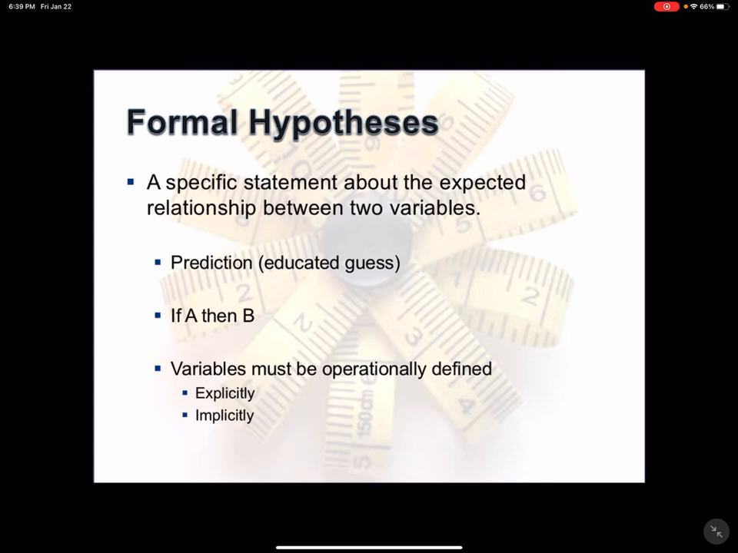Now, sometimes in articles you read, the researchers aren't as clear. They are trying to save space with their articles, and they also are relying on the fact that anybody reading a scientific article has got to have at least some knowledge of how these articles are set up. So their variables are defined implicitly.